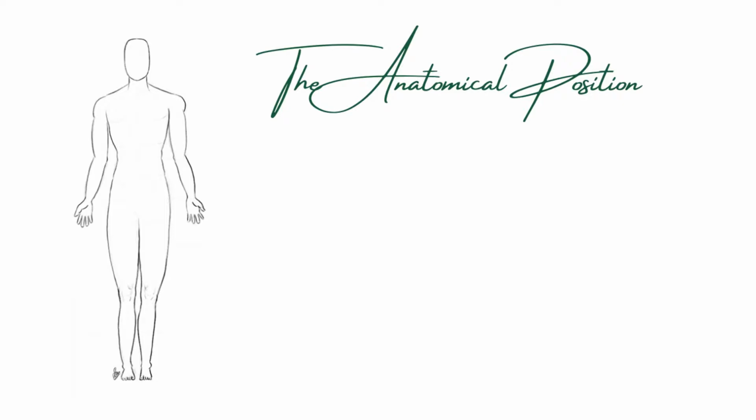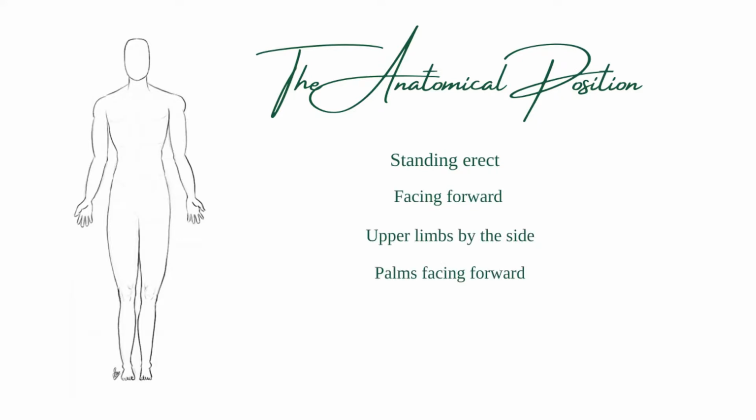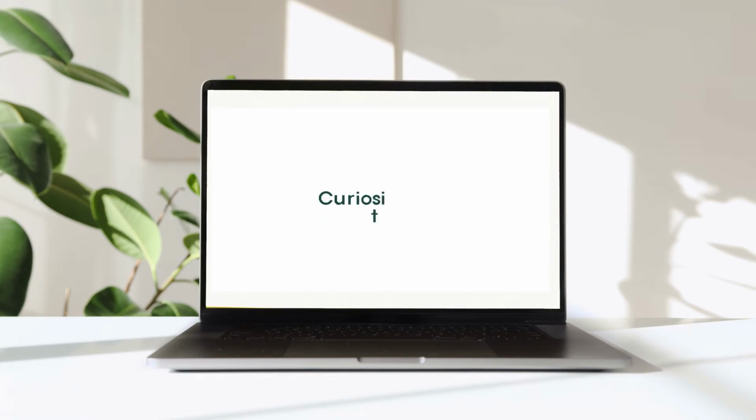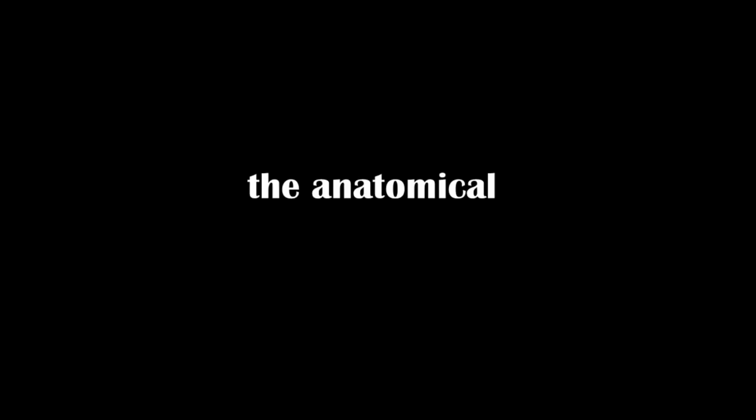In this position, the body is standing erect and facing forwards, upper limbs by the side, with the palms facing forwards and lower limbs together, with the toes facing forwards as well. So, remember to visualize the anatomical position when you read about an anatomical structure, as all descriptions are made with the assumption that the body is in the anatomical position. Moving on to the final part of this video, the anatomical planes.